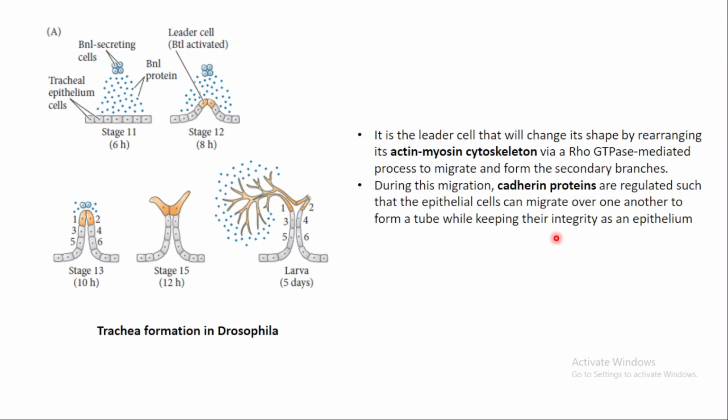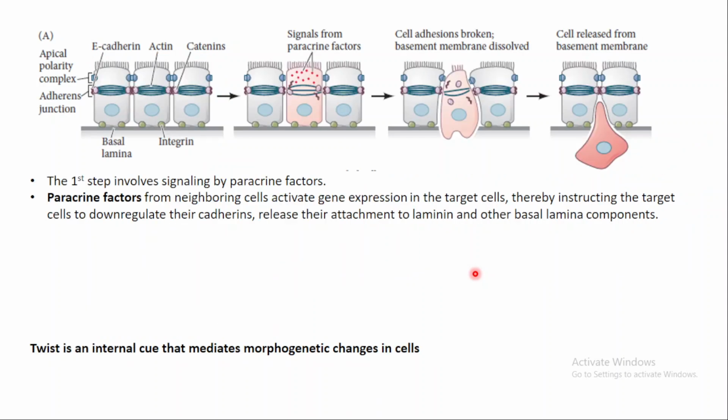So this is trachea formation in Drosophila, and the cell shape changes are brought about by actin myosin cytoskeleton and Rho GTPase mediated dynamics. So statement 1 is not false, it is a true statement. Then coming on to statement 2 and 3, which is the correct answer.